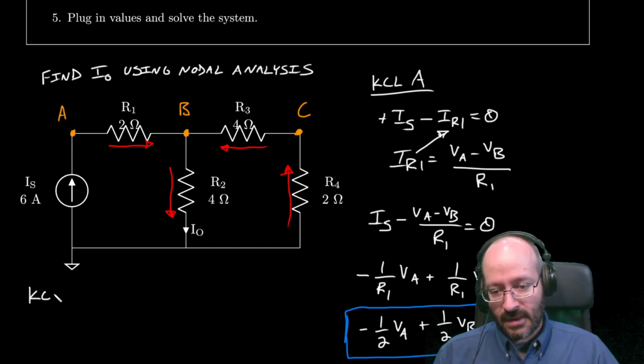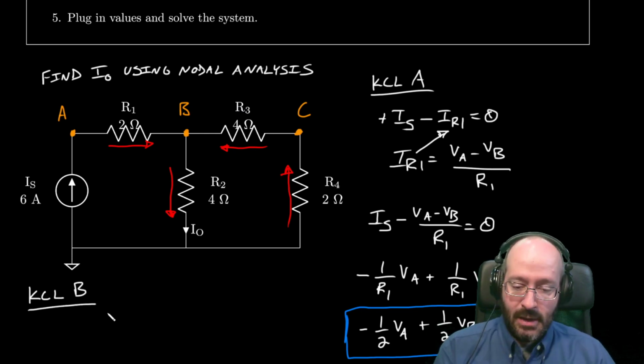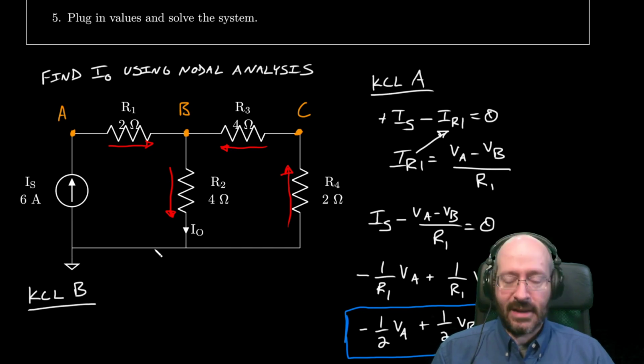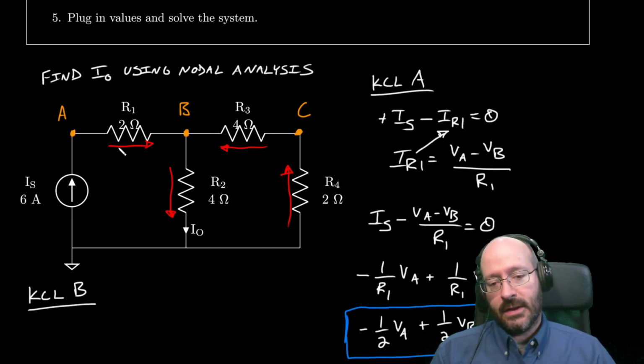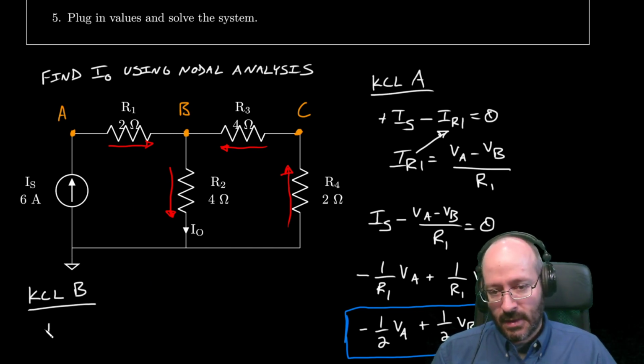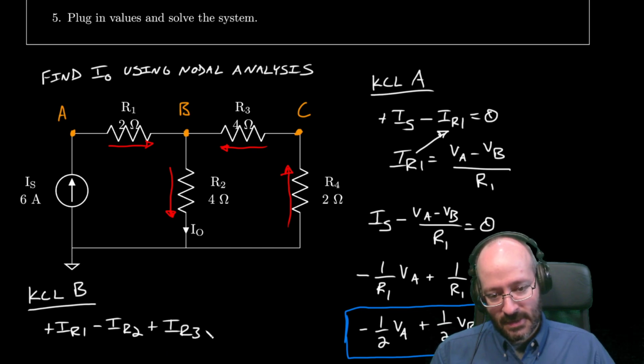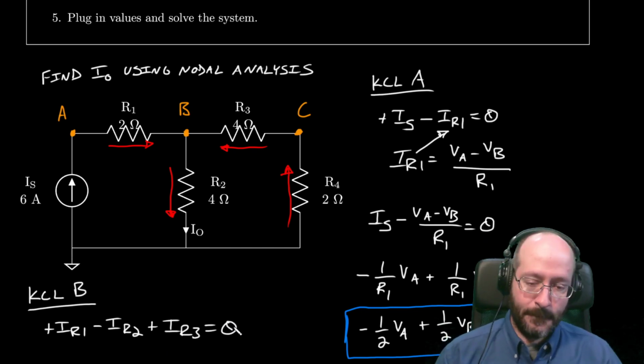KCL for B. It doesn't matter which order you do them in, as long as you get them right. Okay. So I've got 1, 2, 3 terms because I have 3 things connected to the B node. Looking at this current, now it's entering B, right? So it's going to be positive IR1. This one's leaving, so it's going to be minus IR2. And this one's entering, so it's going to be positive IR3. That's all of them. Kirchhoff says that's equal to 0.